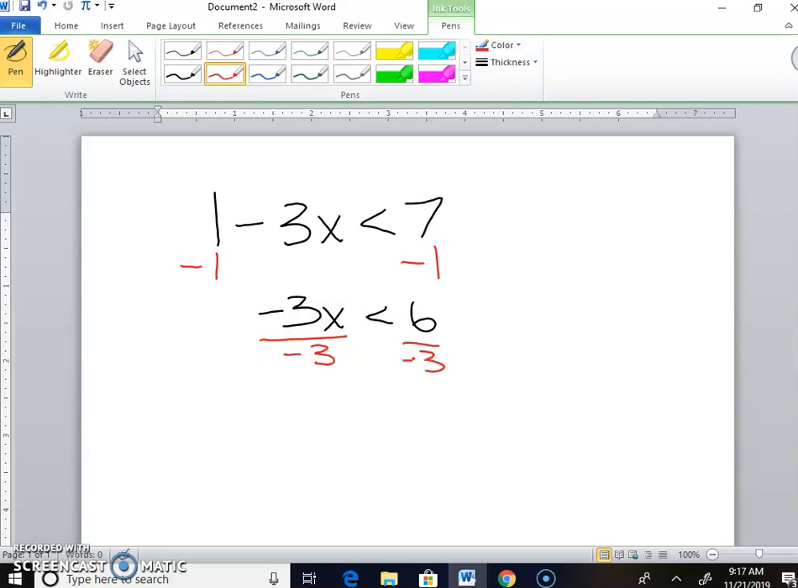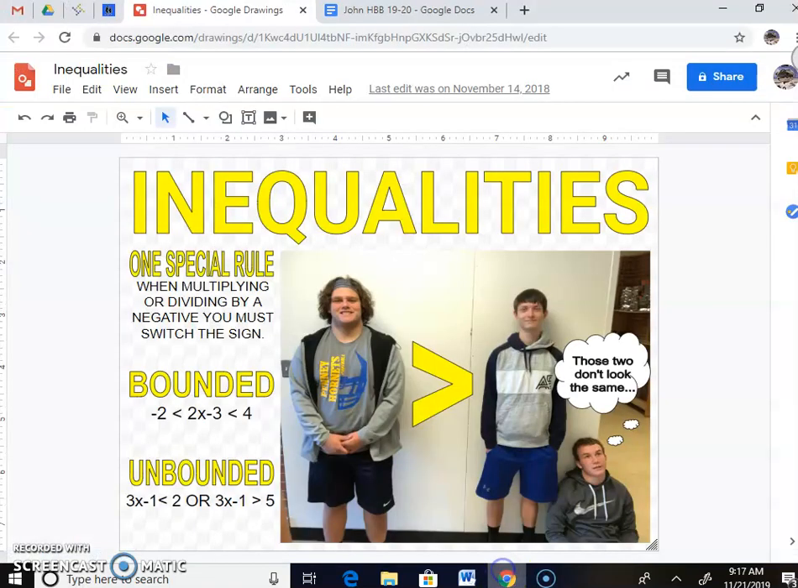And when I do that, I end up with an x, and I end up with a negative 2. But, red alert, red alert. We are dividing by a negative, so since I divided by a negative, I have to flip my inequality sign. So it was a less than sign, I have to flip it to a greater than sign. And I end up with x greater than negative 2. Okay, so just a quick example there. I want to show you guys where we would use that one special rule.